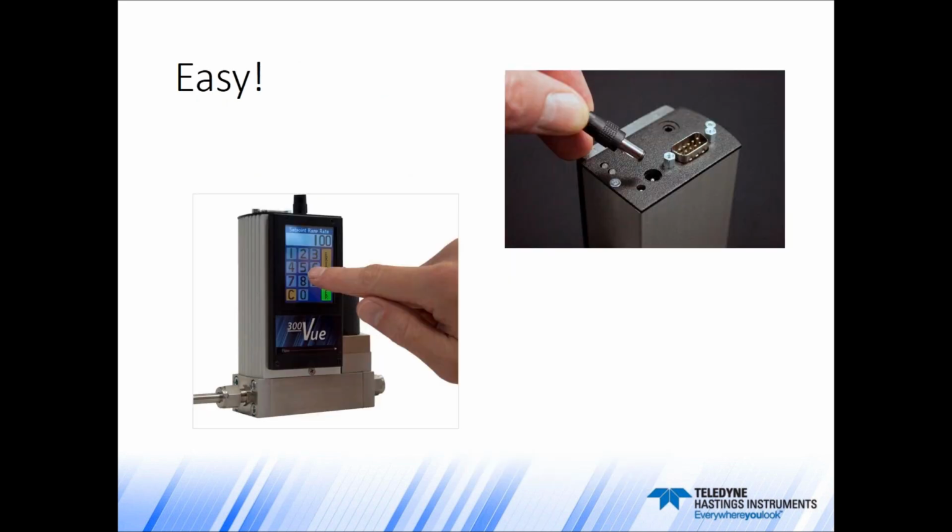And of course, if you want easy, and you don't need to deal with analog or digital signals, you might consider our 300 view flow instrument. All you have to do there is plug in a 24 volt connector shown there, and you're up and running.